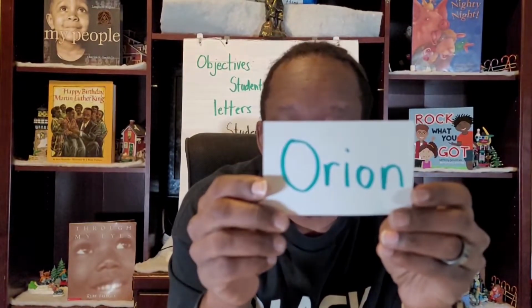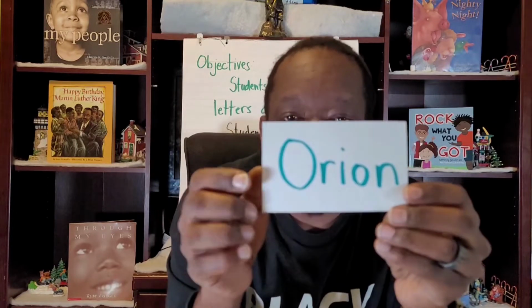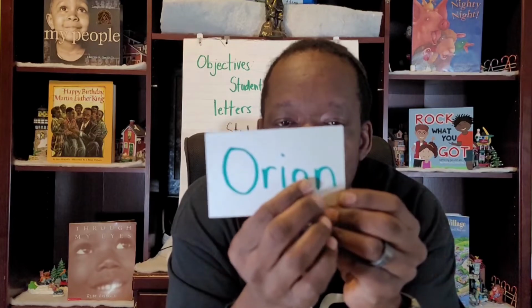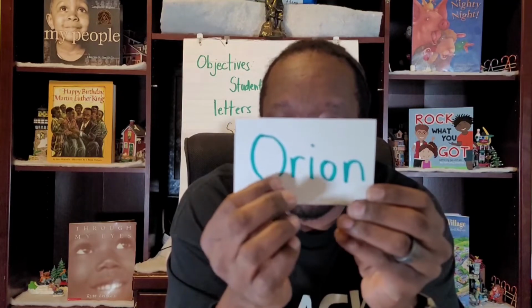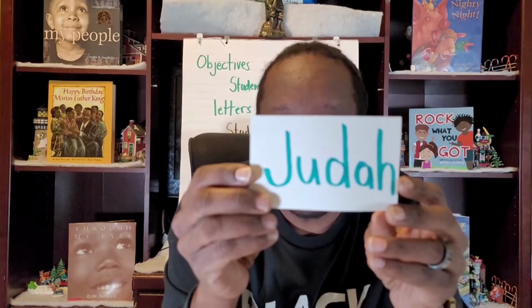And whose name is this? Orion. Hi, Orion. Let's spell Orion. O-R-I-O-N. Hi, Orion. And Phoenix.